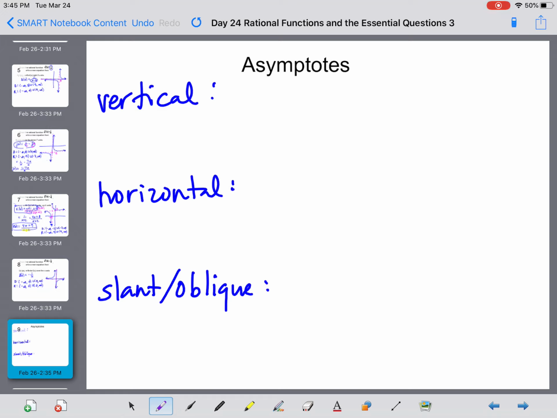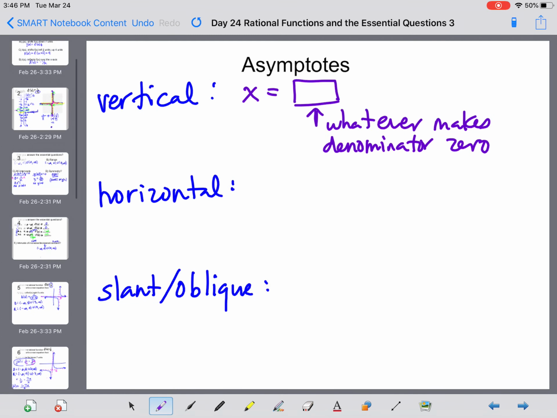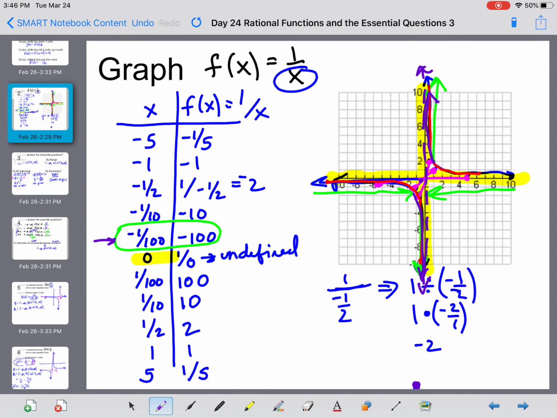So a vertical asymptote is going to look like an x equals line. You're actually going to write the equation of the vertical asymptote, and it's going to be whatever makes the denominator 0. So let's go through all of our examples and write in what the vertical asymptote is going to be. My vertical asymptote for this one would be the line x equals 0, because 0 is what makes the denominator of 1 over x 0.